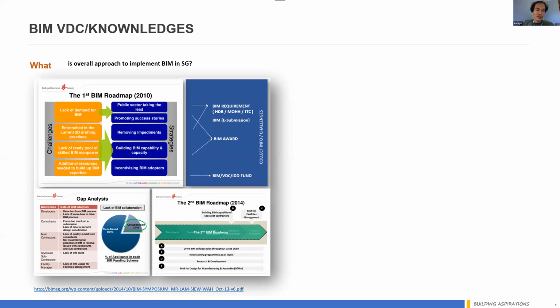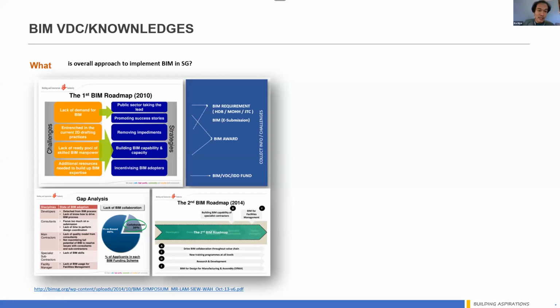As a result, you can see nowadays the BIM requirements for HDB, MOHS, and JTC: the public sector is taking the lead. The 2D drafting practice and all those also need to move around because the government started BIM e-submission. It's compulsory. They are raising the standard more and more. So no choice, people need to move forward to BIM. But at first, there was a lack of a ready pool of BIM manpower.